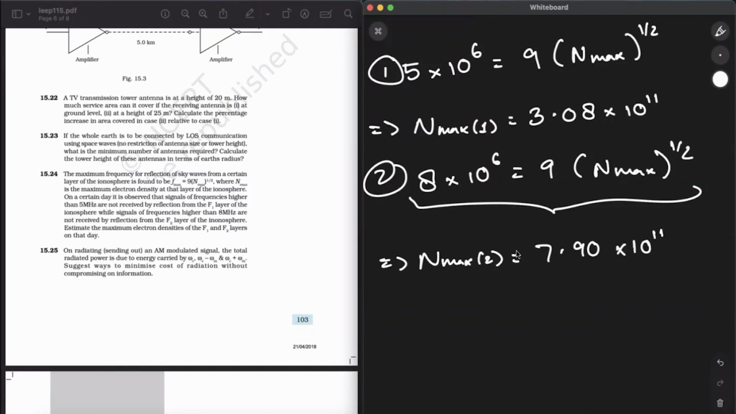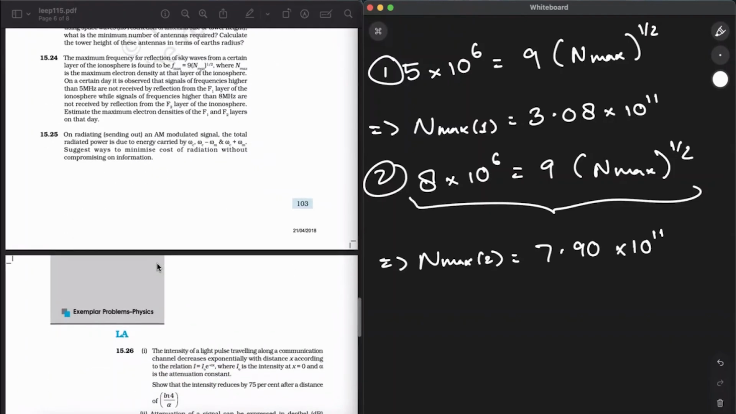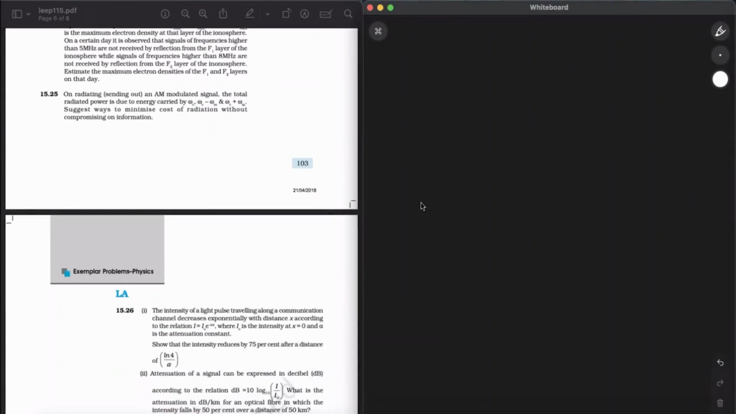Alright, hopping on to the next question, question number 25. In a radiated AM modulated signal, the total radiated power is due to energy carried by omega C, omega C minus omega M and omega C plus omega M. Suggest ways to minimize cost of radiation without compromising information. So sideband frequencies, that is the concept behind this question.